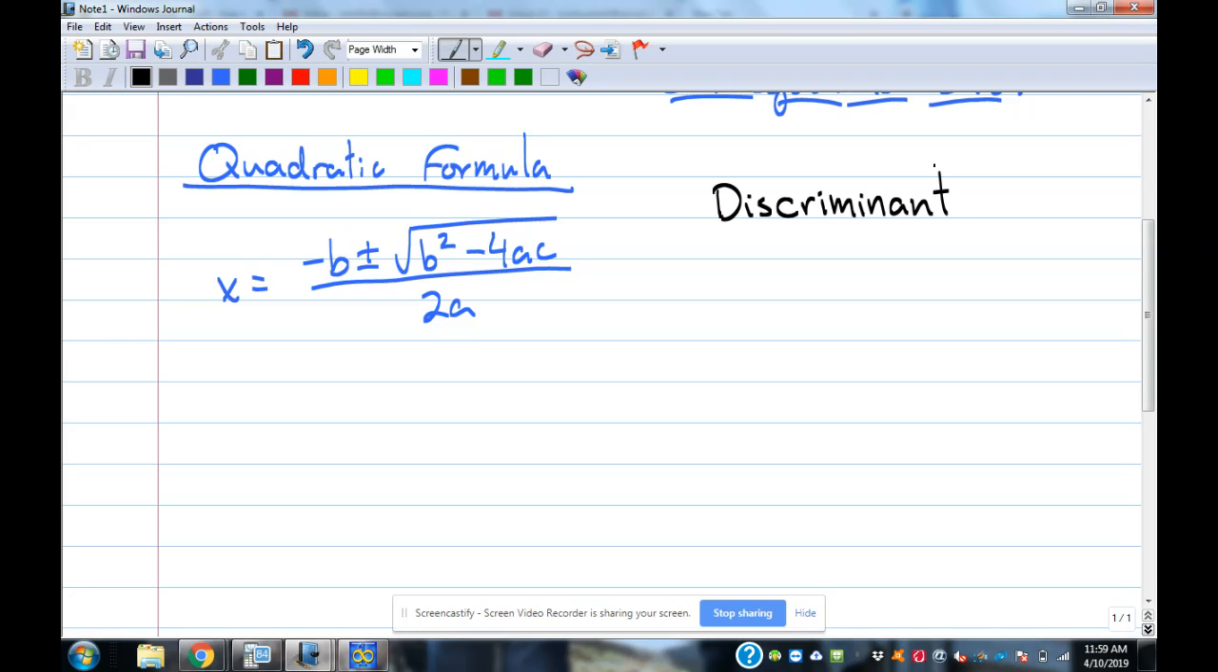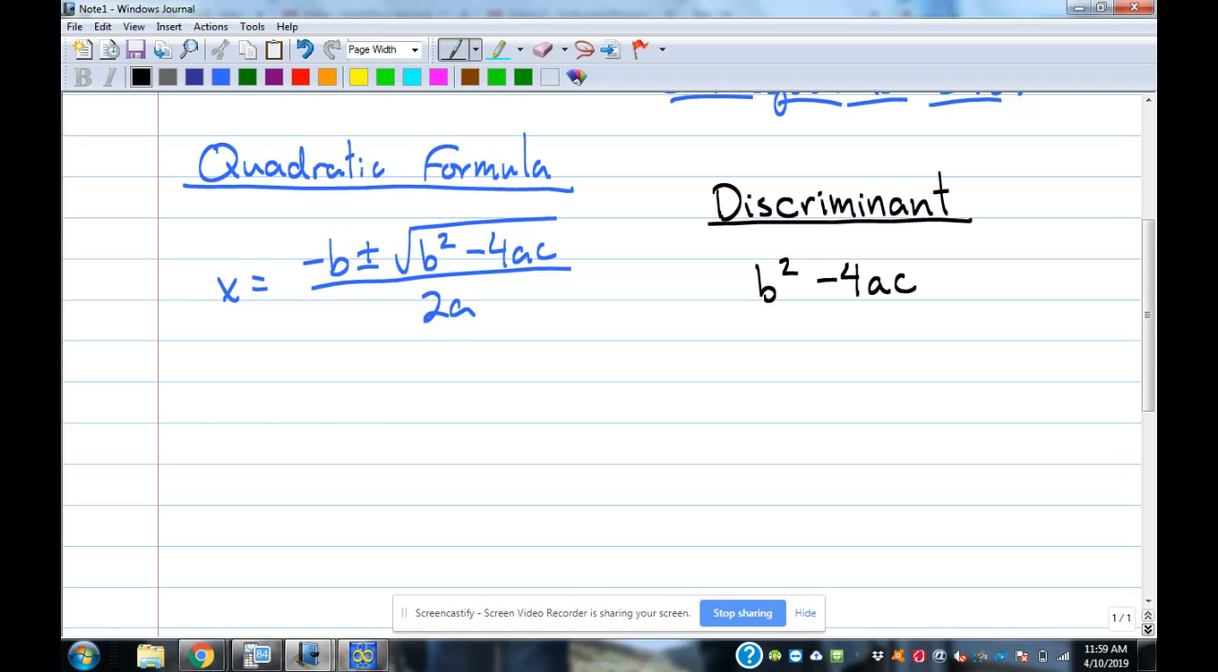D-I-S-C-R-I-M-I-N-A-N-T. Discriminant. The discriminant is the b squared minus 4ac part. It's the part underneath the radical. That's all you got to remember. So if you memorize the formula and I ask you what the discriminant is, all you got to tell me is what's underneath the square root, what's under the radical. That's the b squared minus 4ac.